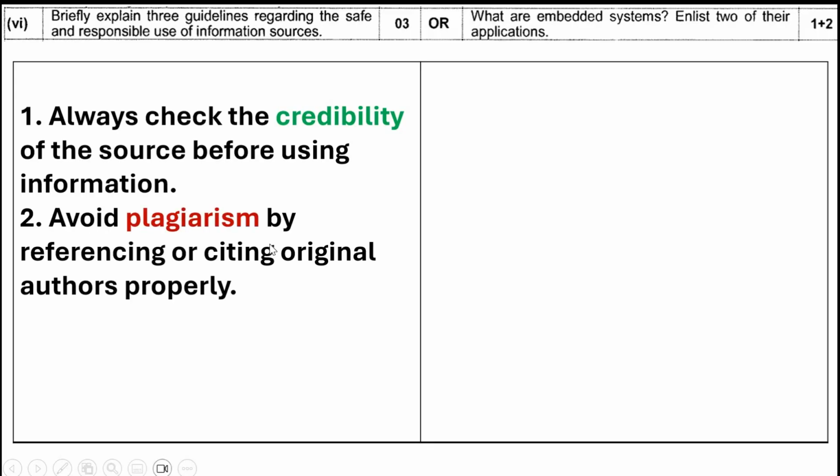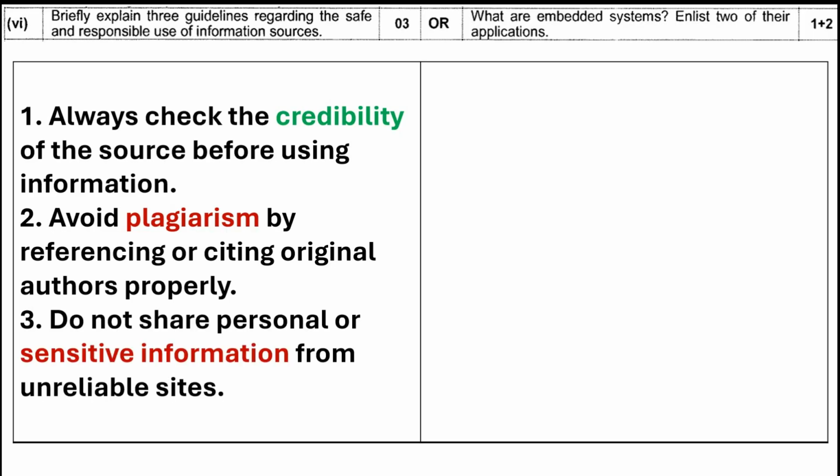Number two, avoid plagiarism by referring to or citing original authors properly. If you are copying something from others, you must write citations with references. If you write citations and references, you will avoid plagiarism. Plagiarism means you are copying from others. Number three, do not share personal or sensitive information on unreliable sites. If some sites ask for personal information, don't provide it.